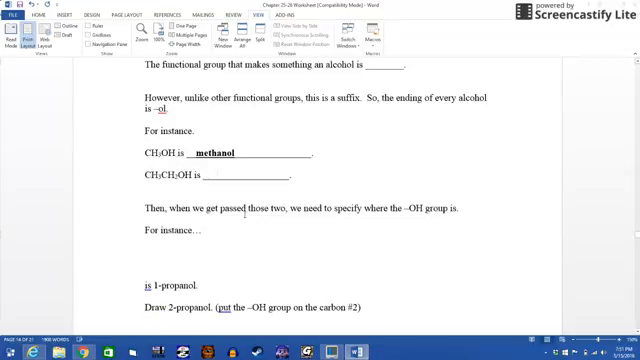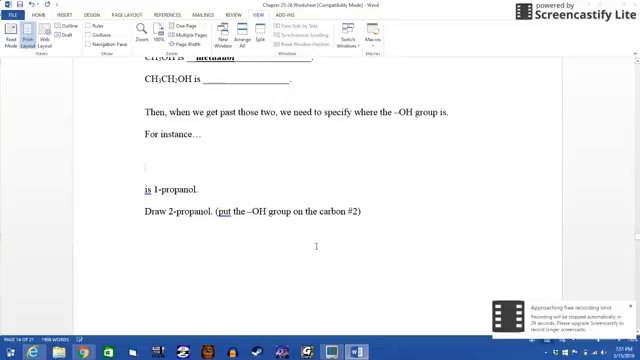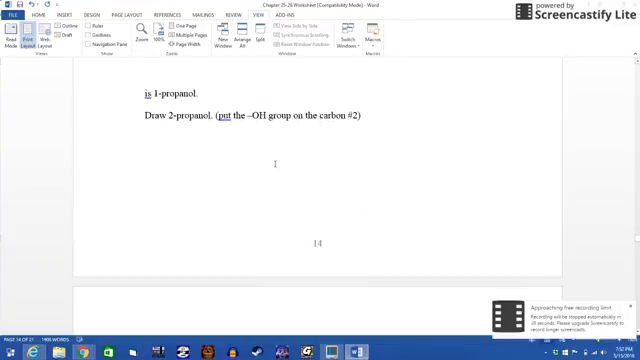Now, when we get past those 2, we need to specify where the OH group is. So in your notes, you see 1-propanol listed there, and I want you to circle the first carbon that bears the OH. And then I want you to draw 2-propanol, and that's the end of this video for you. So that's the end, bottom of page 14. Make sure you have 2-propanol written in your notes, and we'll check on it tomorrow. Great.